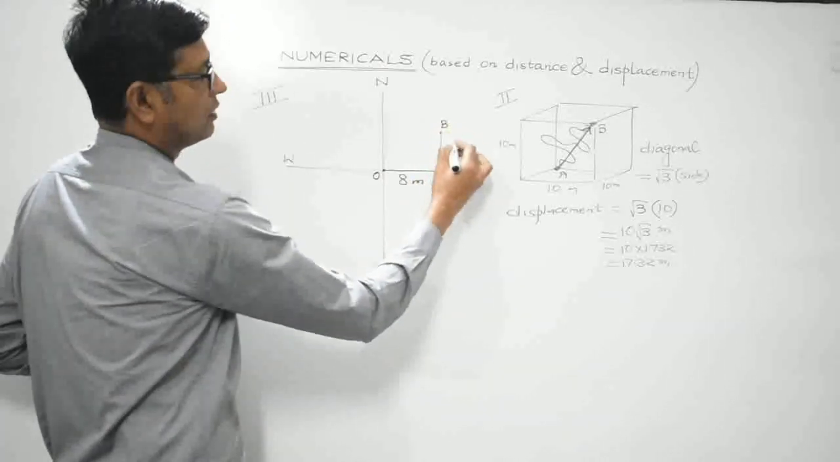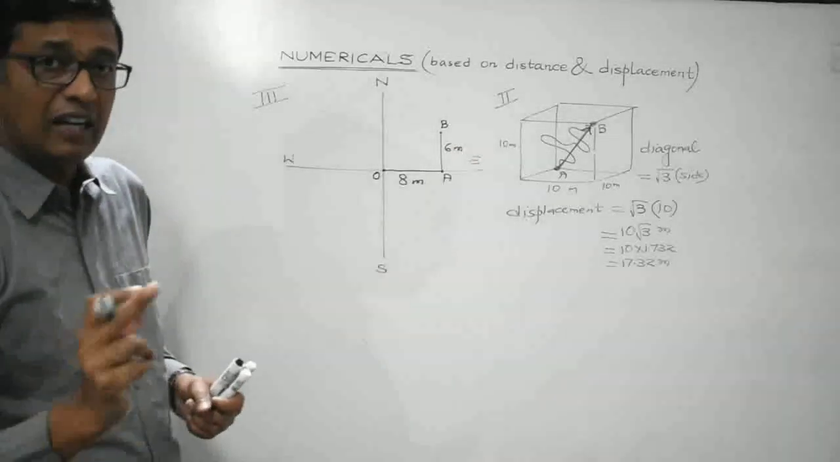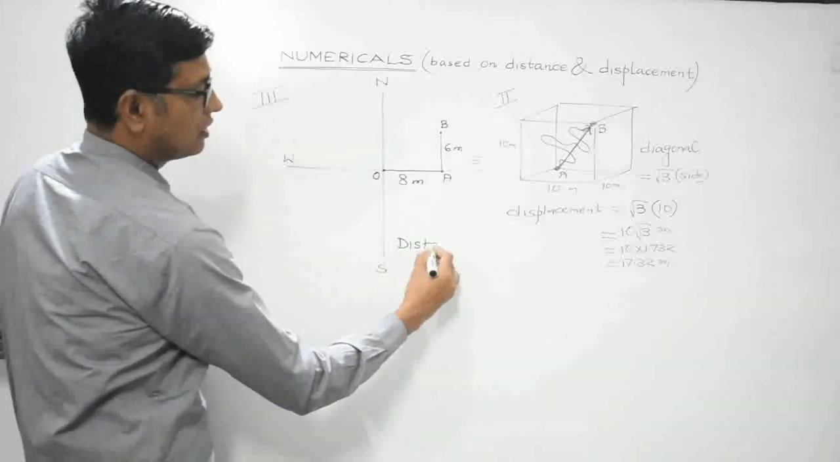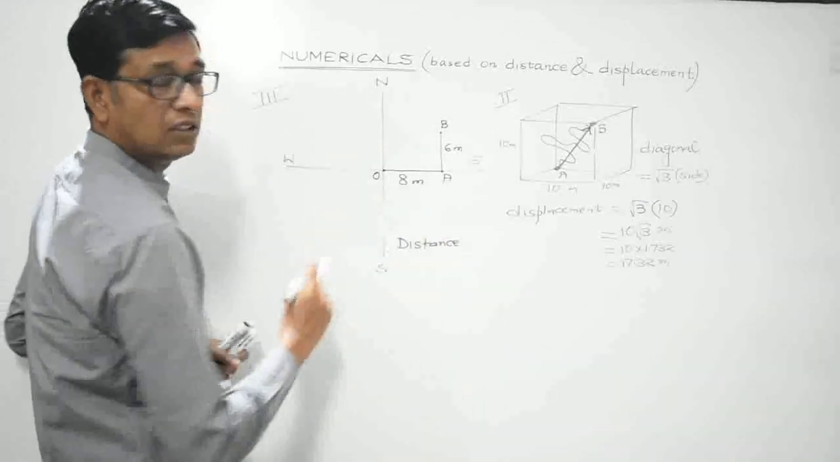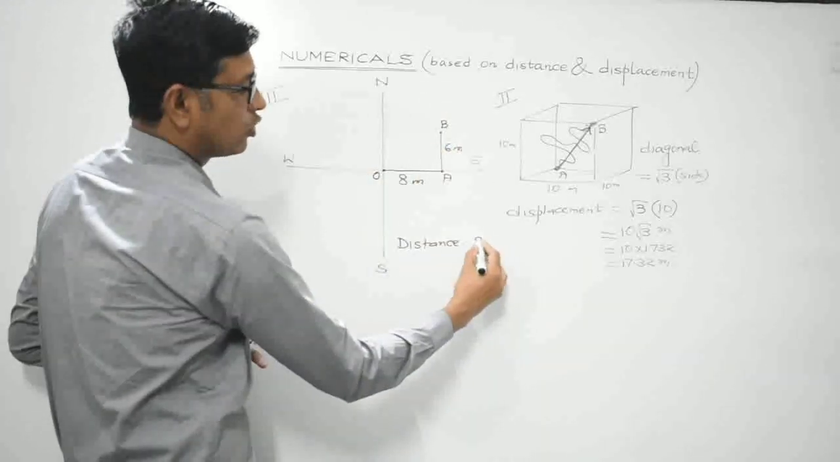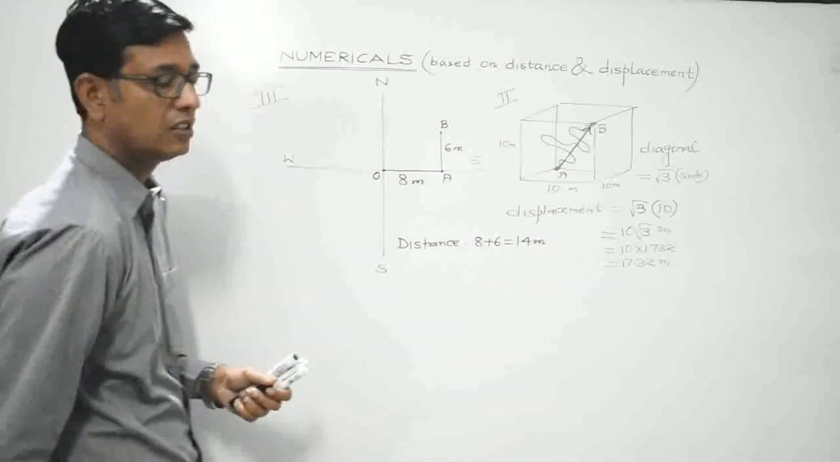So this is B, this is 6 meters. What will be the distance and the displacement in this particular case? Obviously, distance is the length of the actual path covered, which will be 8 plus 6. This is the length of the actual path covered. So it will be equal to 14 meters, isn't it?